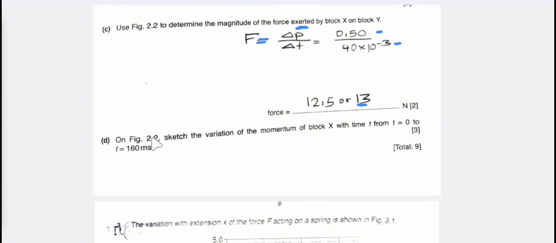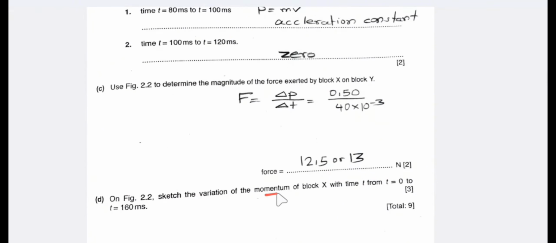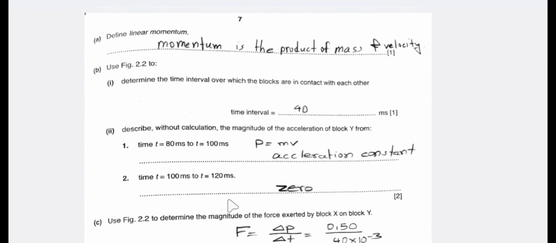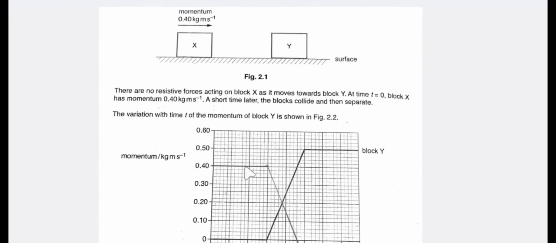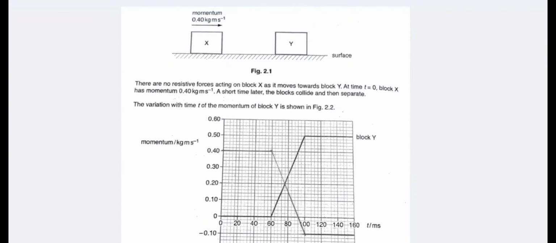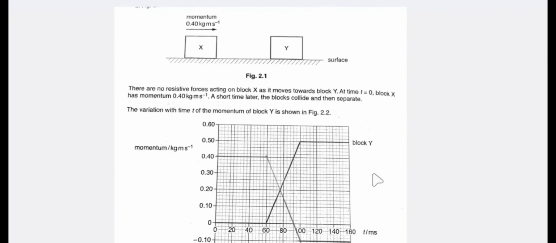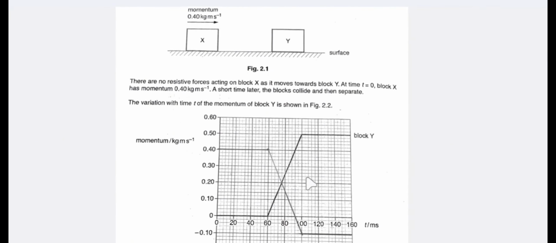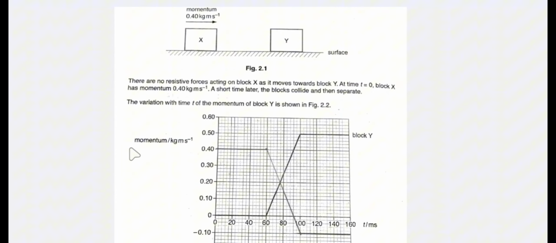Then on figure 2.2, sketch the variation of momentum of block X with time from time t equal to 0 to time t equal to 160 milliseconds. That will be the momentum time graph for X from 0 to 160 millisecond. So for object X, I have drawn the momentum time graph.